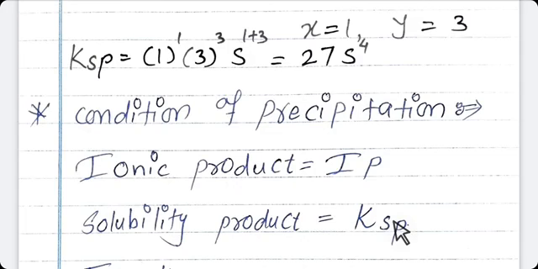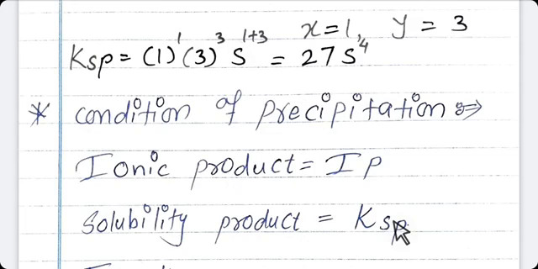Now there are three conditions. Condition number 1, if IP is equal to Ksp, means when ionic product is equal to solubility product, the solution is saturated and solubility equilibrium exists. Second condition is IP is greater than Ksp, so the solution is supersaturated, and hence precipitation of the compound will occur. Third condition is if IP is lower than Ksp, the solution is unsaturated and precipitation will not occur.